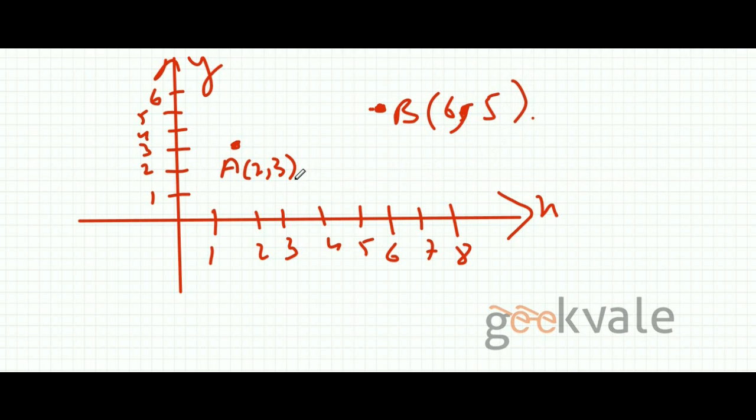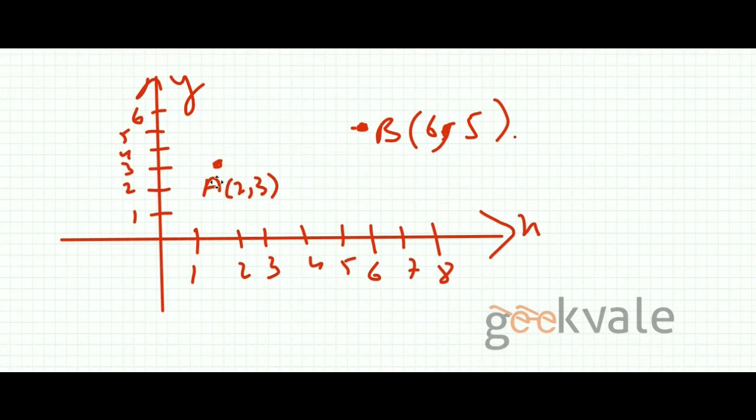Now I want to calculate the midpoint between these 2 points. Point A has 2 coordinates, the x coordinate and the y coordinate. And B also has 2 coordinates, the x coordinate and the y coordinate. So let's refer to the x and y coordinates of point A as x1 and y1, and let these be x2 and y2.